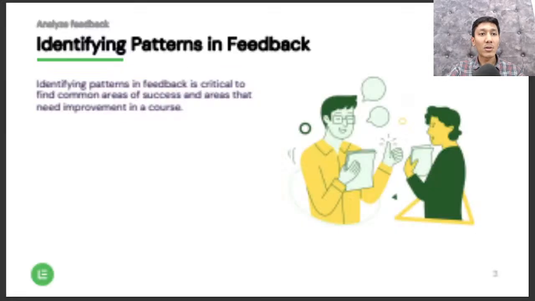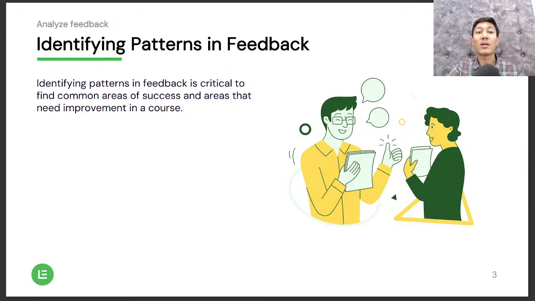All right, moving on to the next part, which is how you can identify patterns in feedback. So let's say you're not analyzing one or two feedbacks, you're analyzing around 20 to 50 to around 100 feedbacks. Then identifying patterns is critical, because then you get to understand the common areas of success and areas which need improvement in your courses. But you can't go through each feedback one by one if the number of feedbacks is more than 100, right?